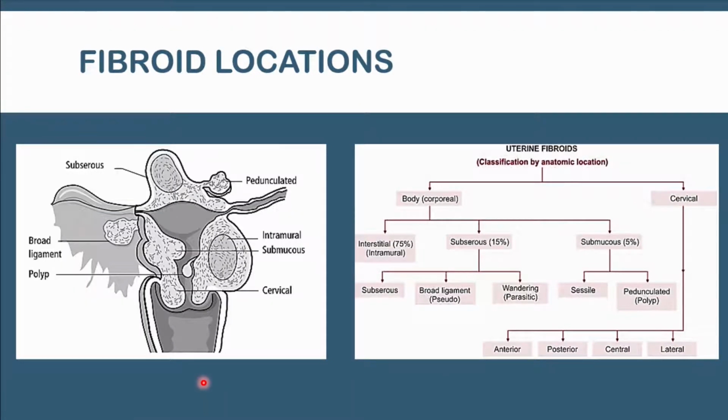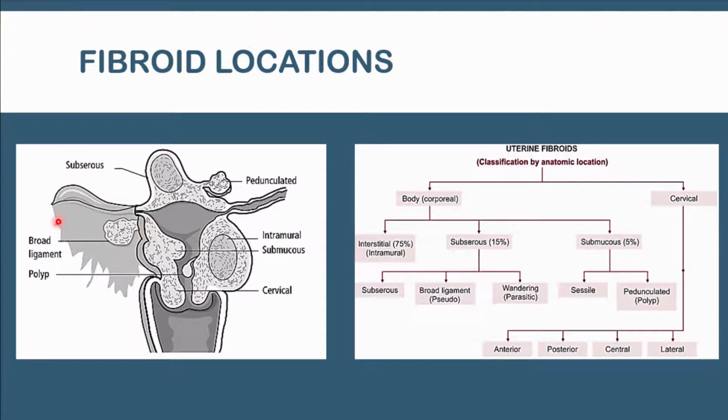Now, these tumors could be found in two main areas. So they could be found in the body of the uterus, or they could be found in the cervix. Now, here's a diagram on the left of your screen, which is showing you the uterus over there with different types of fibroids.